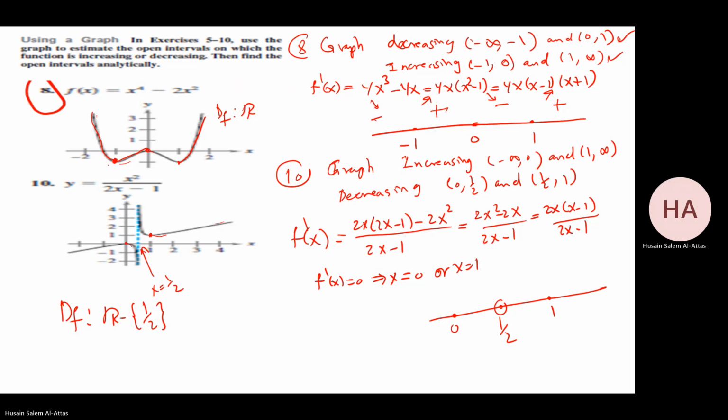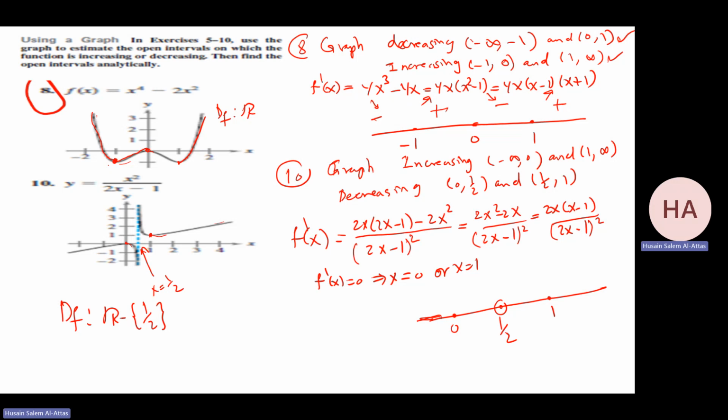Okay. Before 0, take a value negative. You'll get what? Negative, negative. No, take a value before 0. Yeah, this is squared. Don't forget, this is squared. It's the quotient rule, square the denominator.